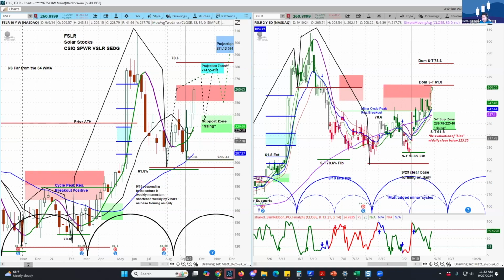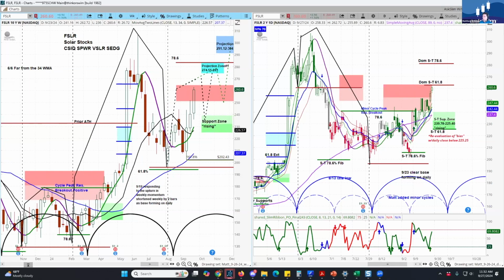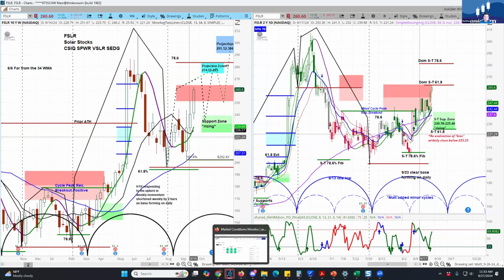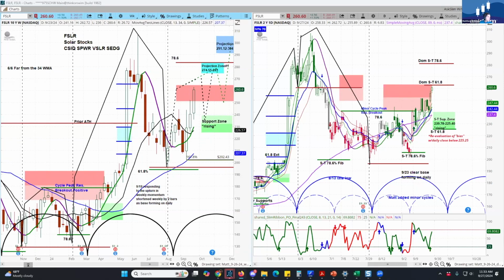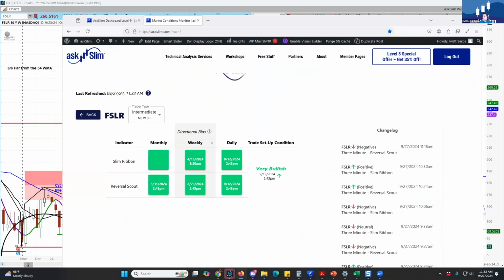And what we have right now is that our momentum is also very positive. I'm going to pull up our market conditions monitor, which can be a great guide and a great help as you are cross-checking on momentum. You should be able to see here in FSLR, I am looking at the trader type of intermediate. You can look at intraday, near-term, short-term, but I'm focused on the intermediate.